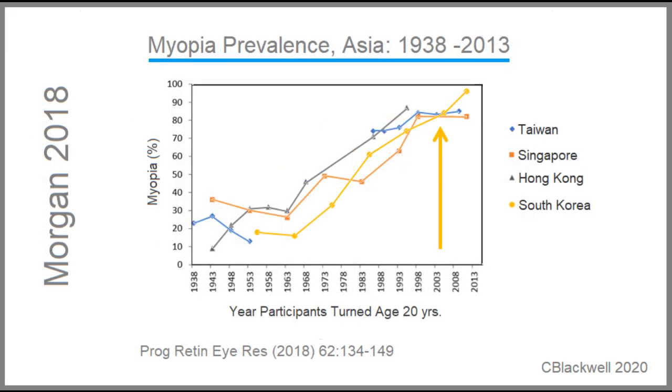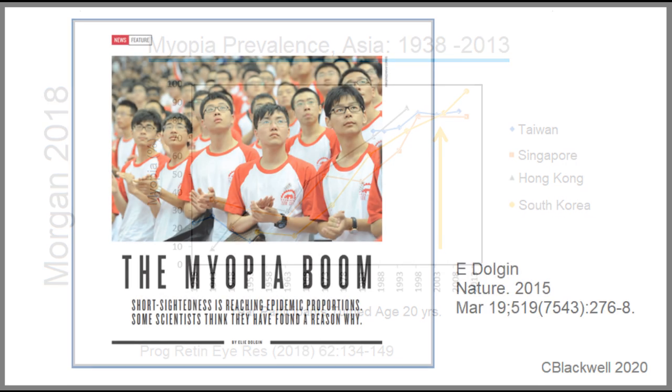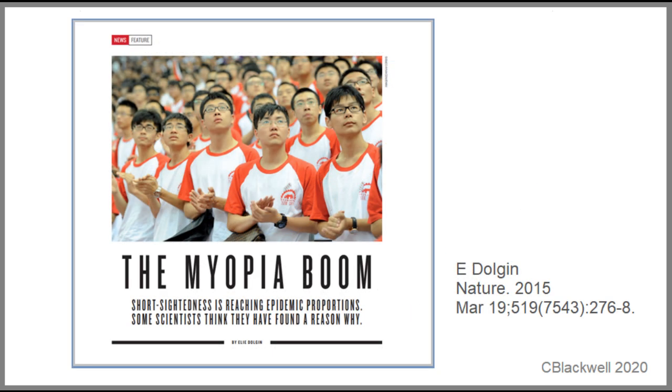Compare that to the increase in the East Asian countries, where the incidence is now around 80%. In 2015, Nature carried this news piece headlining an epidemic of myopia. I include it here because it is cited just about everywhere, a sign that this is getting worldwide attention.